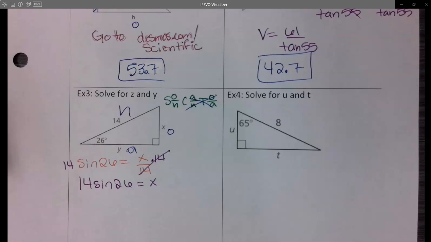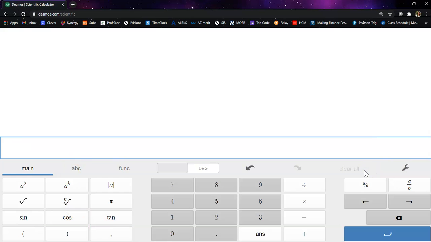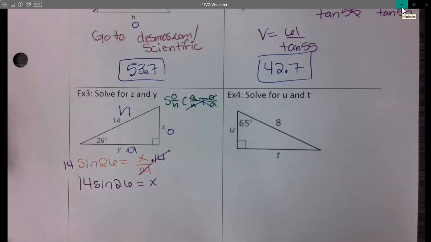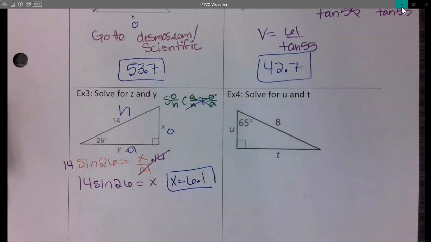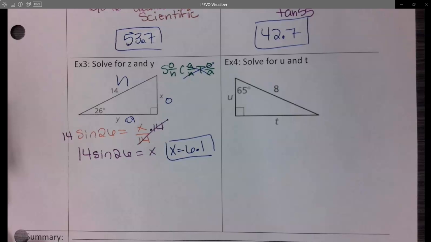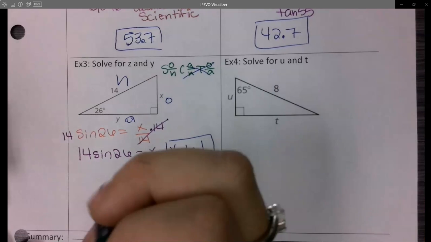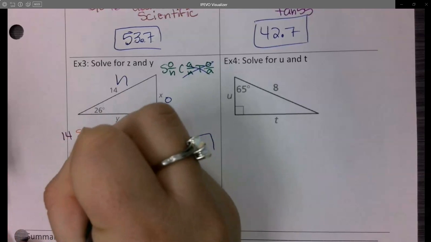Then I can go ahead and type this into Desmos. Which gets me 6.1. Then I want to go ahead and do the same thing for y. So I'm going to write SOHCAHTOA again.